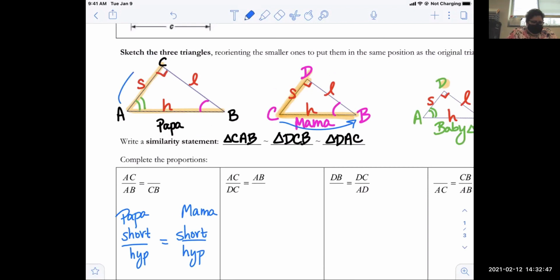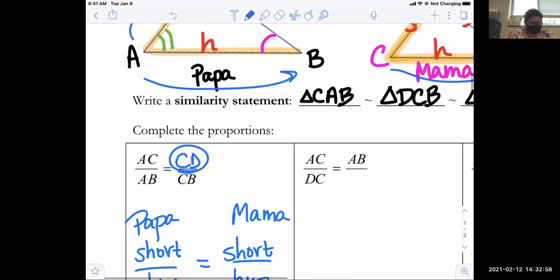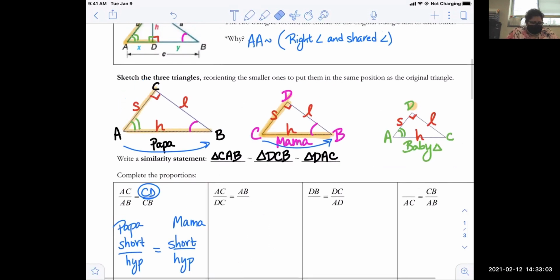So it goes AC to AB, so it'll be what? CD. Okay, order matters on these because of the fact you're using similarity. That'll be CD. Short to hypotenuse, Papa and Mama. Okay, for the second one, which triangles are we comparing?